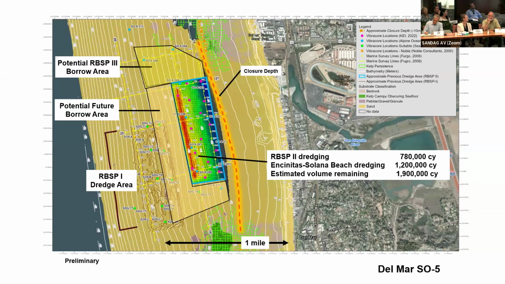RBSP1 was simply too fine, and there was a cover of silt and fine material. We moved the borrow shoreward, and there was almost a complete absence of silt and sand at the seabed. The material is coarse, medium sand. All those vibrocores, all those dots are vibrocores. Vibrocores are the sediment sampling tool of choice.